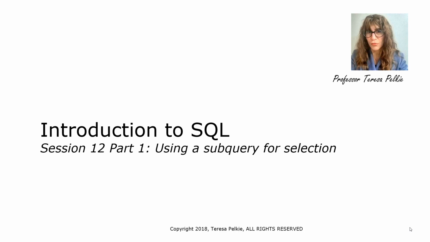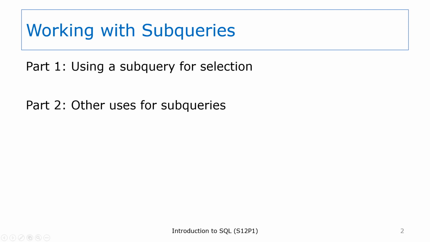This is Session 12, Part 1, Using a Subquery for Selection. In this session, we'll look at how subqueries are used. A subquery is a select statement that is embedded within another select statement. In this video, we'll work with one of the simpler forms of a subquery. We'll use a subquery to generate a list of items that will be used in the where clause of a select statement. In Part 2, we'll look at other uses of subqueries.